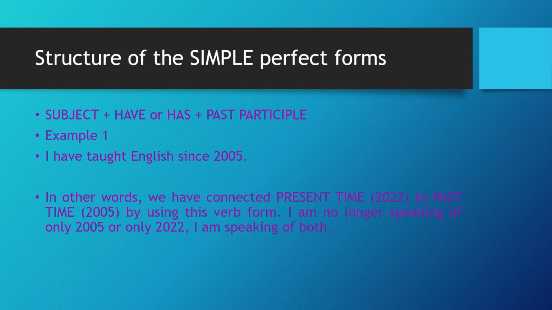How do I put that together? Well, subject plus have or has plus a past participle. I, subject, have taught, past participle, English since 2005. In other words, what we've done is to connect the present time, 2022, to a past time, in this case 2005, by using this verb form. I'm no longer speaking of only 2005 or only 2022. I'm speaking of both with a single verb form, present perfect simple.